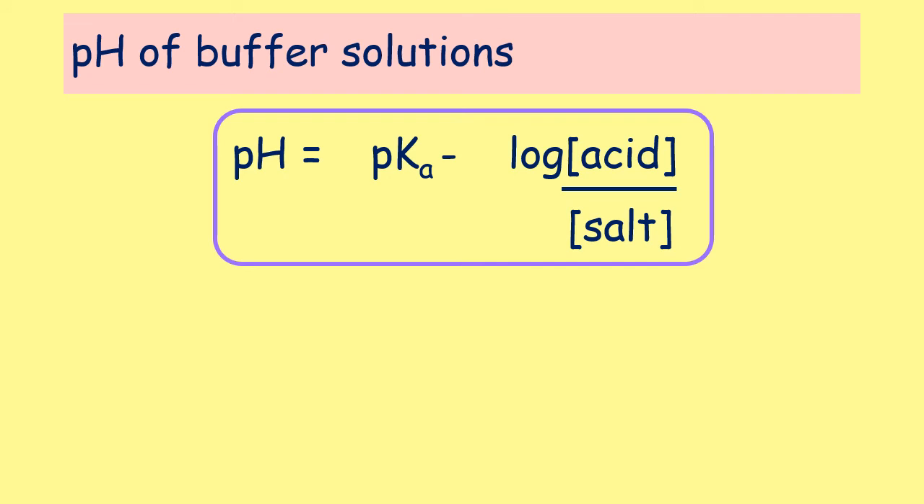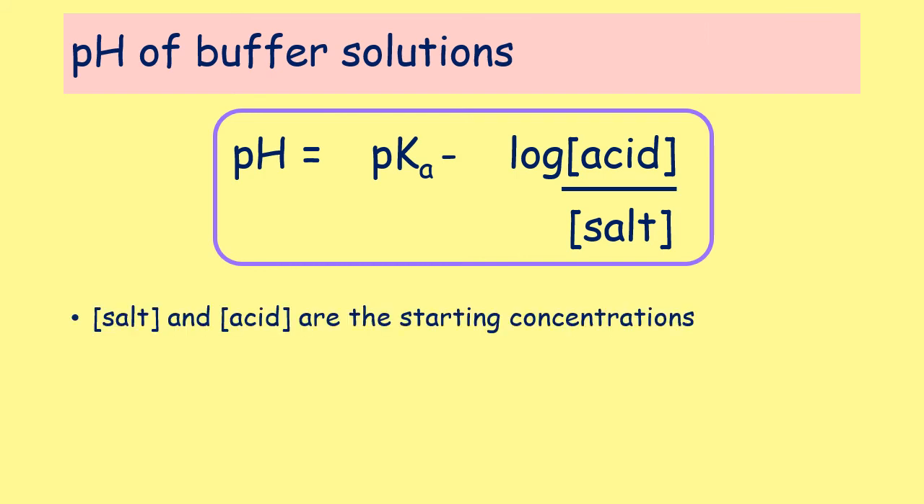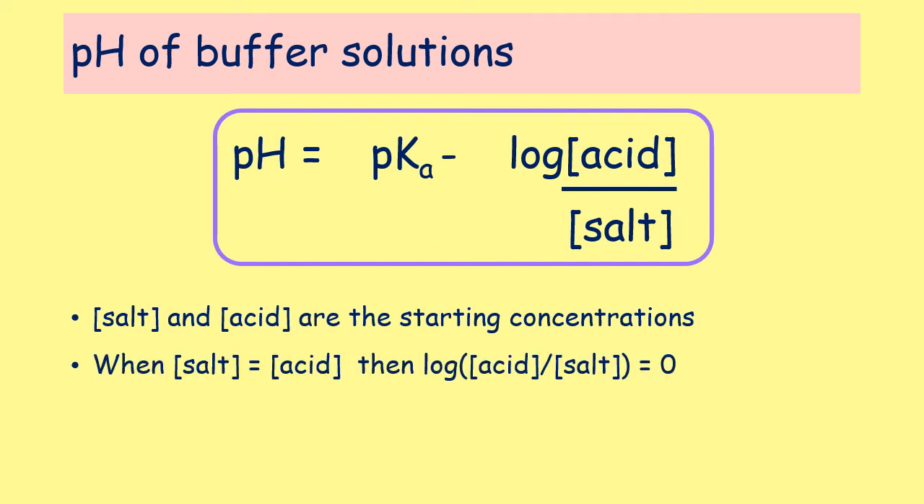So pH equals pKa minus log of acid over salt. You need to remember that the acid is above and you're dividing by the concentration of salt. And that log applies to the whole of that. It's not the log of the acid, all divided by salt. It's acid divided by salt, and then take the log of that. That's important to remember, particularly when you're putting it in your calculator. So the concentration of salt and concentration of acid are your starting concentrations.